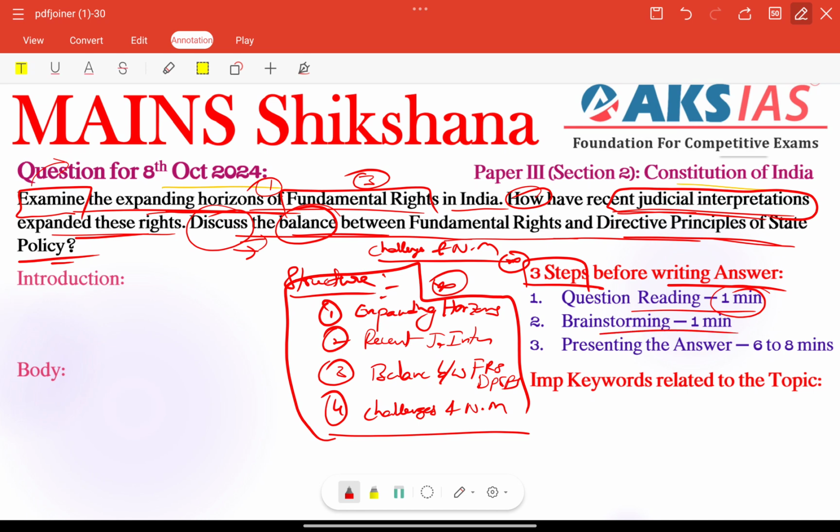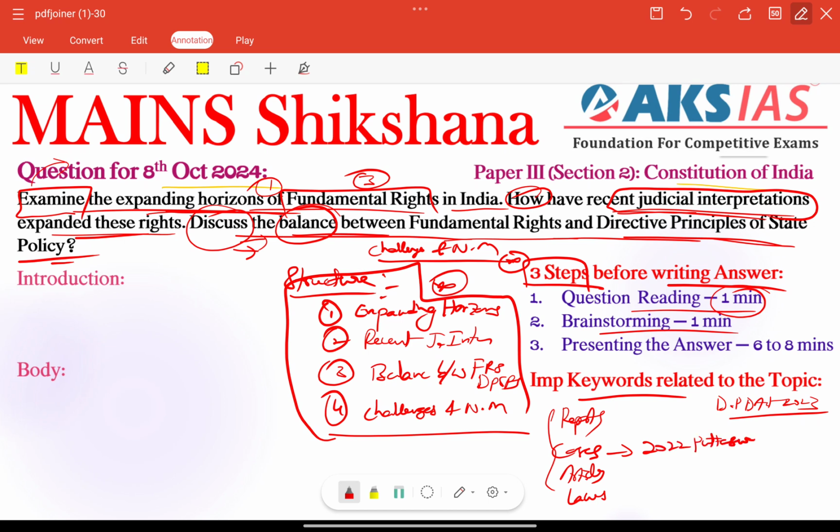Next, brainstorming within 1 minute. Here we need to recall our important cases or reports, important articles: reports, Supreme Court cases, articles, laws, etc. Everything we need to include from our polity concepts. Very, very important. We have some important recent acts like the Digital Personal Data Protection Act 2023, that is also very important. Regarding the Supreme Court judgment, the 2022 Puttaswamy case is also very important.